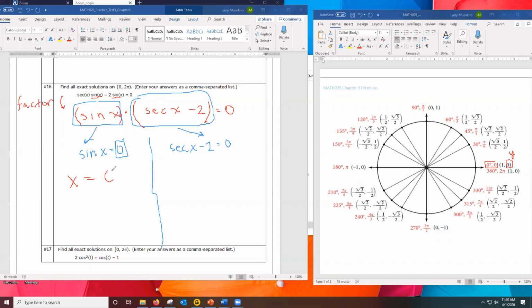Any other angles? 180. Because here is another y value that's equal to 0. There's also a 360 over there. Well, Gennaro, there is 360, but here's the problem. I can't use 360 as an answer.